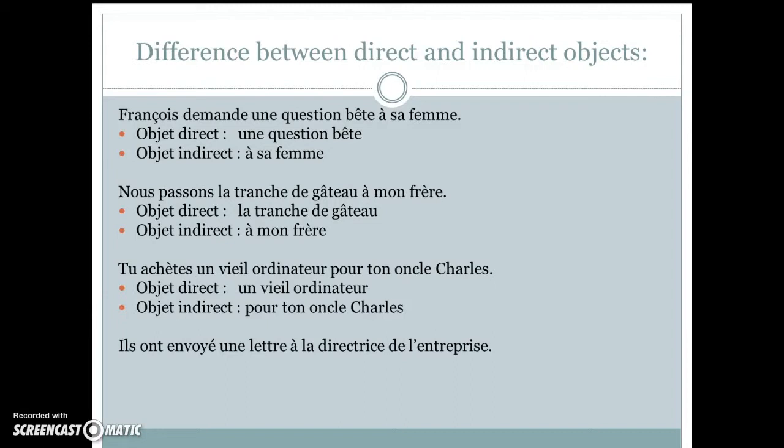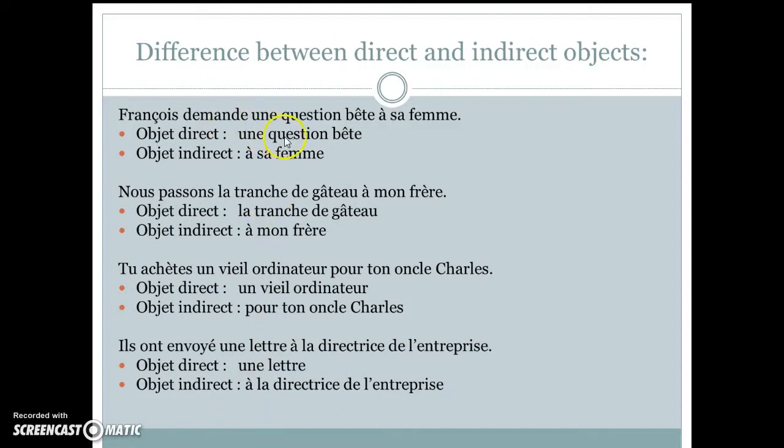And the last example we have, ils ont envoyé une lettre à la directrice de l'entreprise. Qu'est-ce qu'ils ont envoyé? Une lettre, objet direct. Et à qui est-ce qu'ils ont envoyé la lettre? À la directrice de l'entreprise, l'objet indirect.